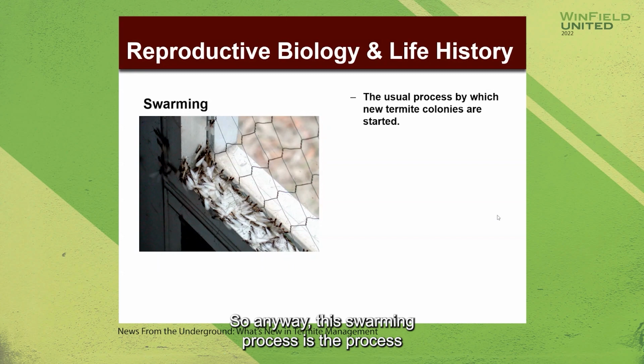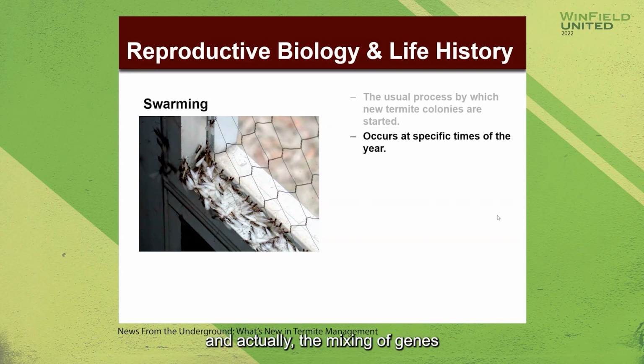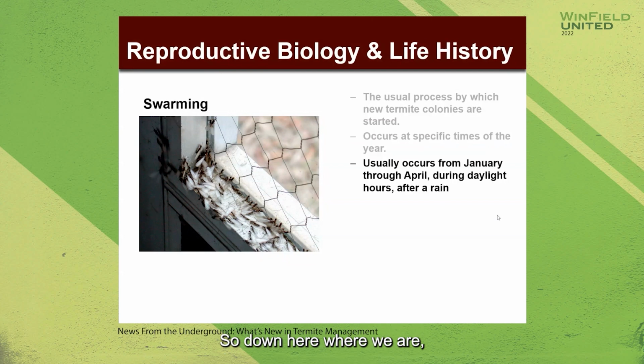So anyway, this swarming process is the process by which new termite colonies are started, and actually the mixing of genes throughout the population of termites in a given area. So these swarms are species specific to specific times of the year. So down here where we are, we've got lots of different species of termites. We get swarming. I mean, I get calls about swarming events happening in South Texas in January quite often. And we'll have swarming through mid to late October. And then we have several different species, as I mentioned. So the timing is important.